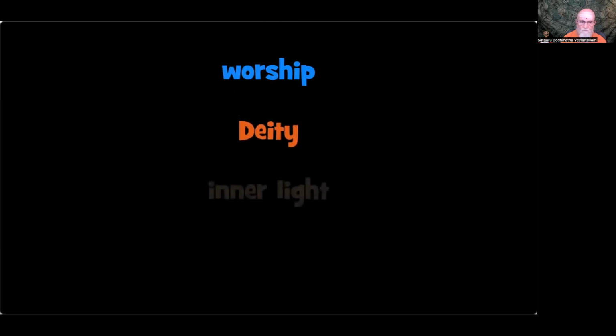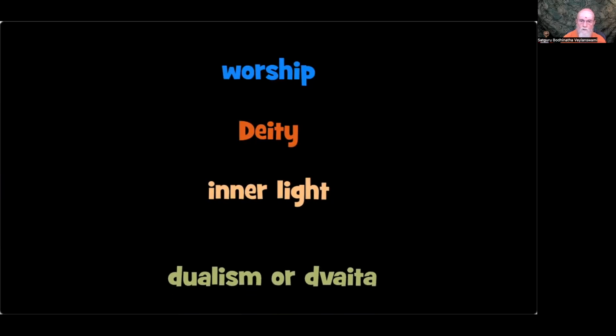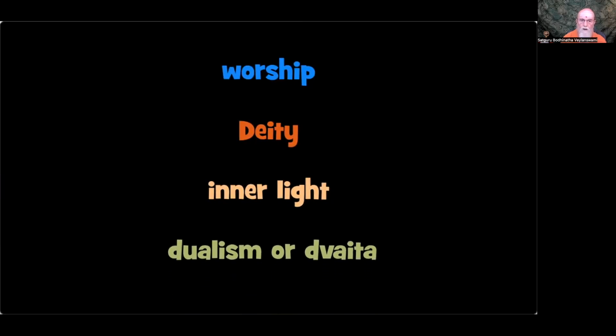Our worship to this point has been of the deity or of the inner light. In philosophical terms, it is dualism, called Dvaita in Sanskrit. There are always two of you, the devotee and the deity, or the devotee and the inner light, which is the object of your worship and is separate from you. Jnana is different. There are no longer two. You and the deity are the same.